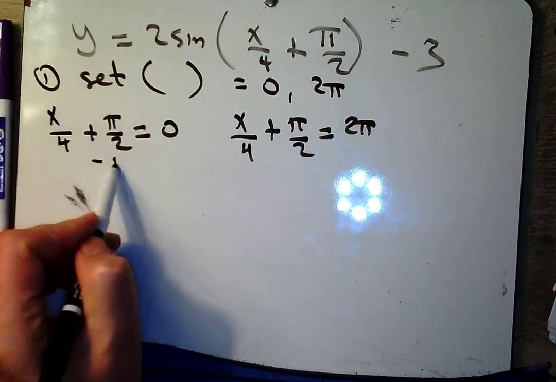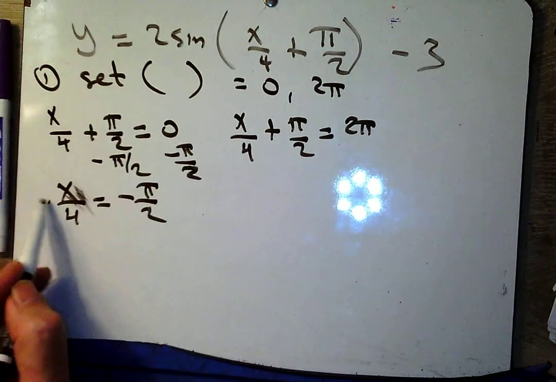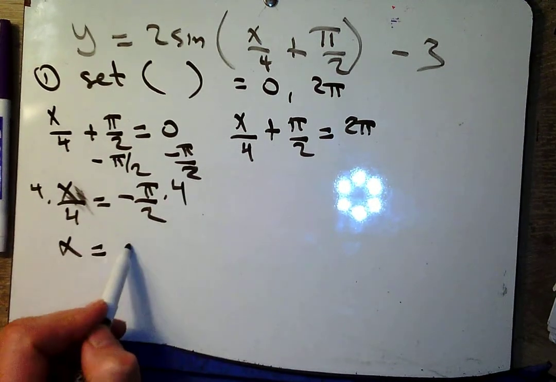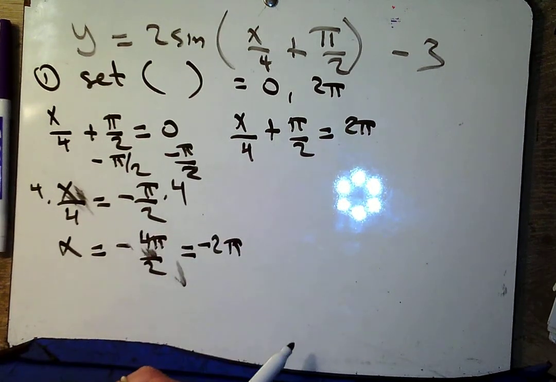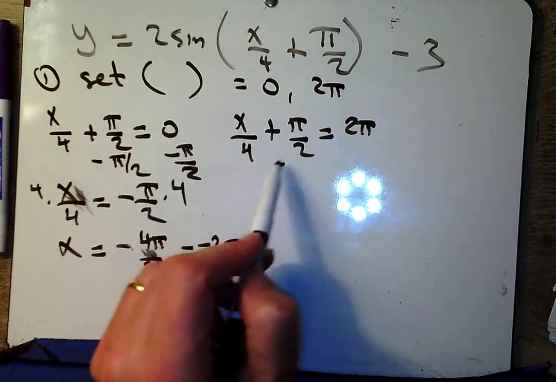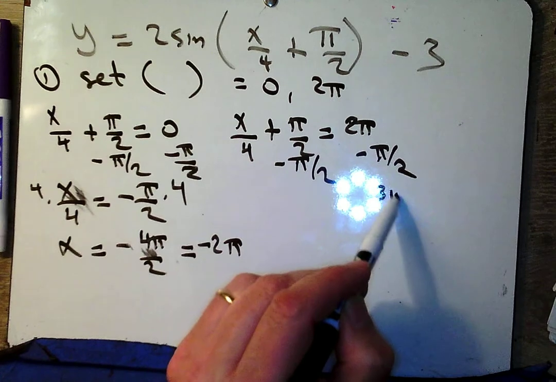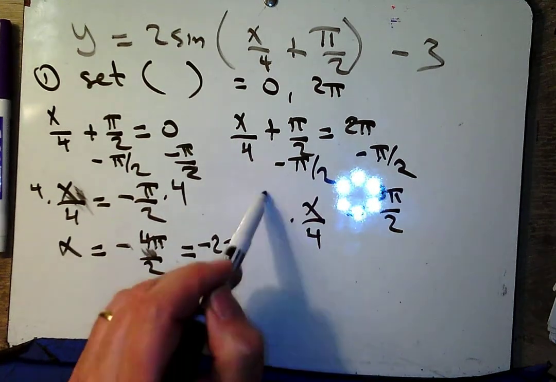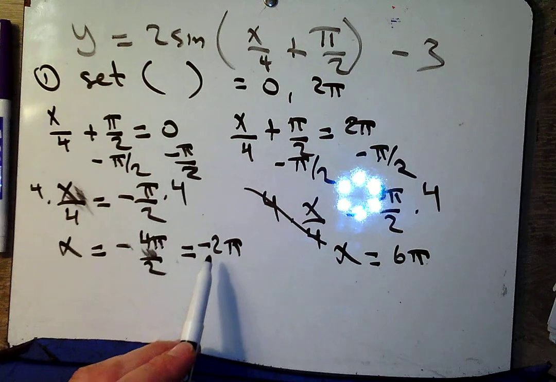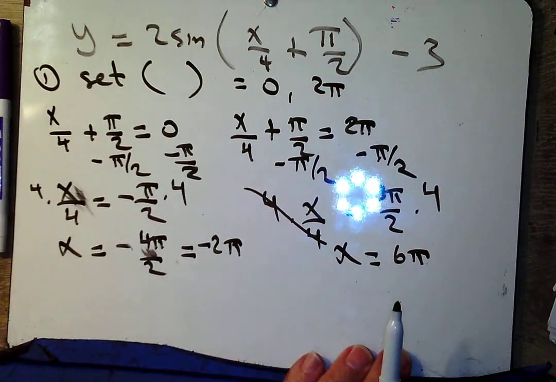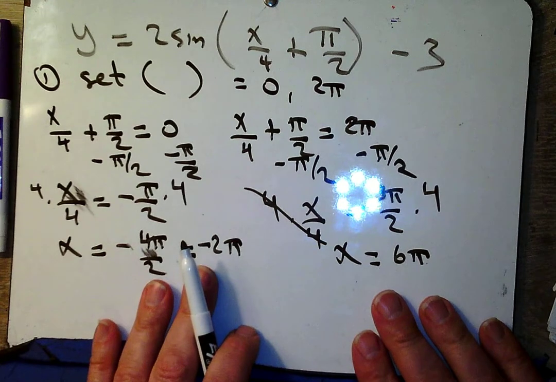I am, though, going to subtract pi over 2. Have x over 4 equals negative pi over 2. And then I'm going to multiply both sides by 4. So x equals negative 4 pi over 2, or negative 2 pi. Oh, okay. And what about this one? Well, I'm going to subtract pi over 2. And that's going to be 4 pi over 2 minus 1 pi over 2 is 3 pi over 2. And if I multiply both sides by 4, I get x equals 6 pi. So my period starts at negative 2 pi and ends at positive 6 pi. That's what we were doing with step 1, finding the starting and ending points for one period of our graph.